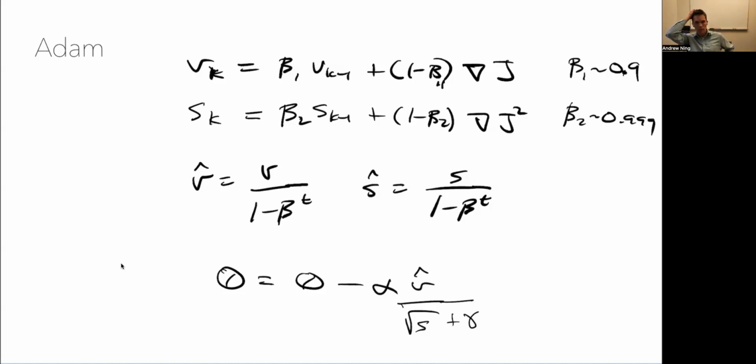Relatively simple compared to the constraint optimization algorithms we've learned, but effective, or seems to be effective, for these deep learning problems. Okay, so that was it for today.